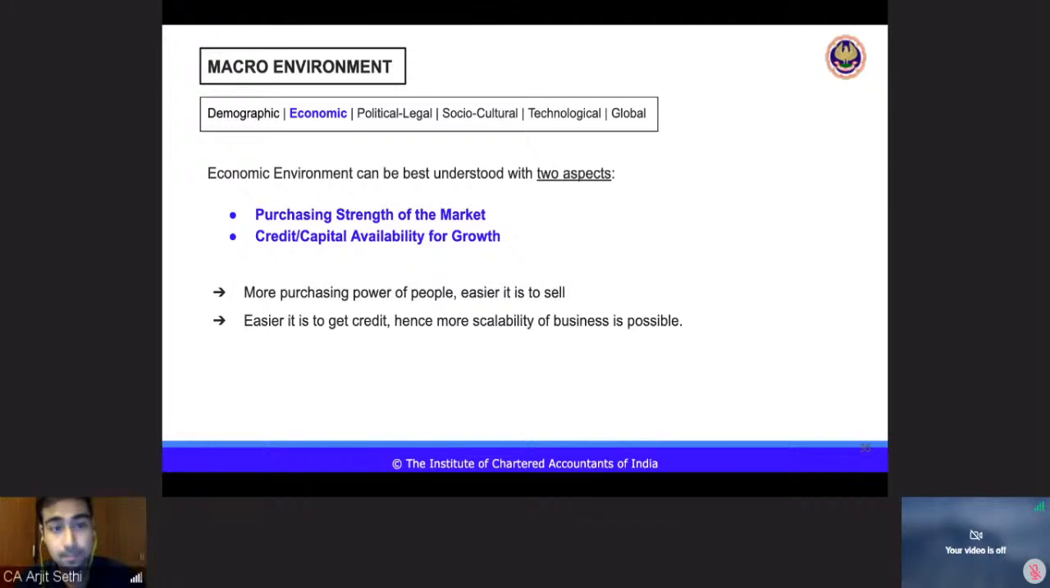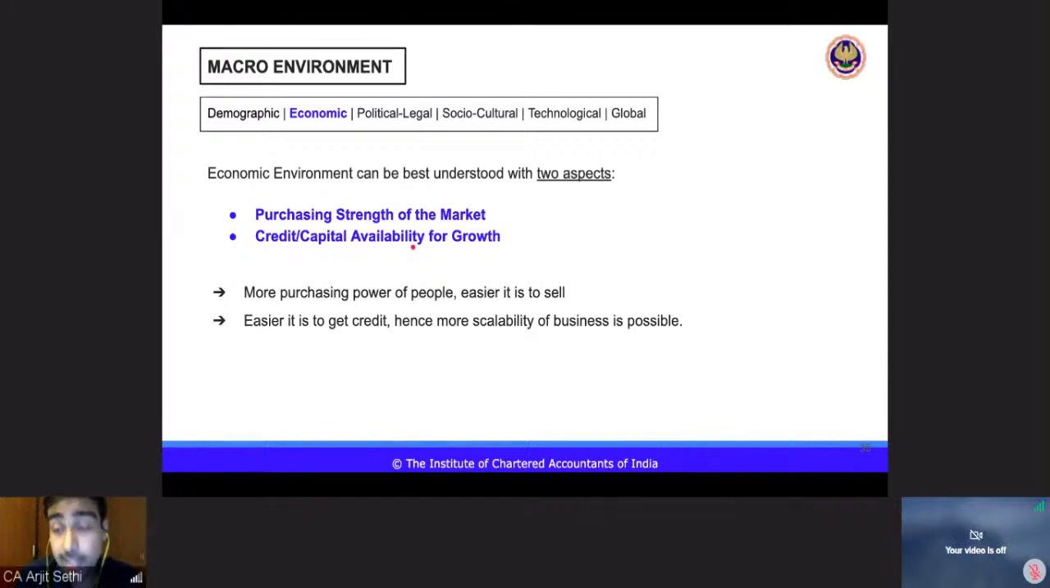Okay. Let us talk about economic components of the macro environment. So economic environment can be best understood with two aspects, right? When we're talking about economic aspect of macro environment, it can be understood with two aspects. Number one is purchasing strength of the market, right? And the second is credit or capital availability for the growth.